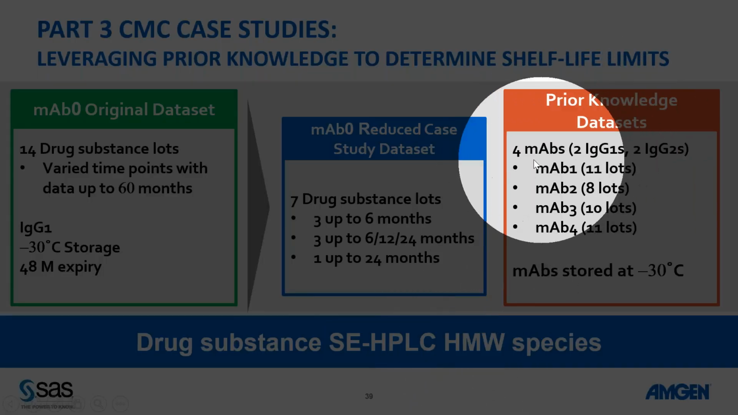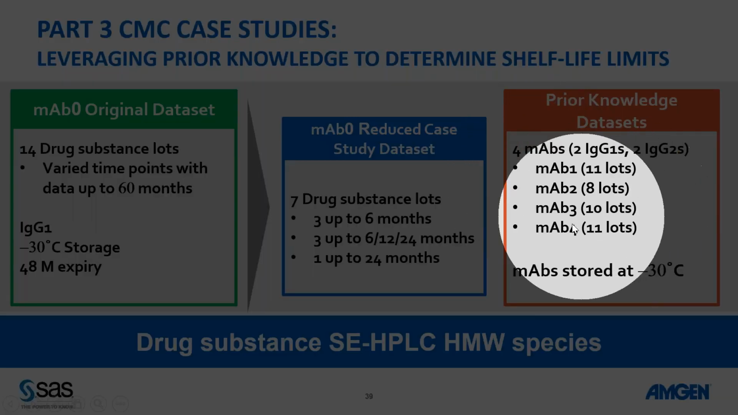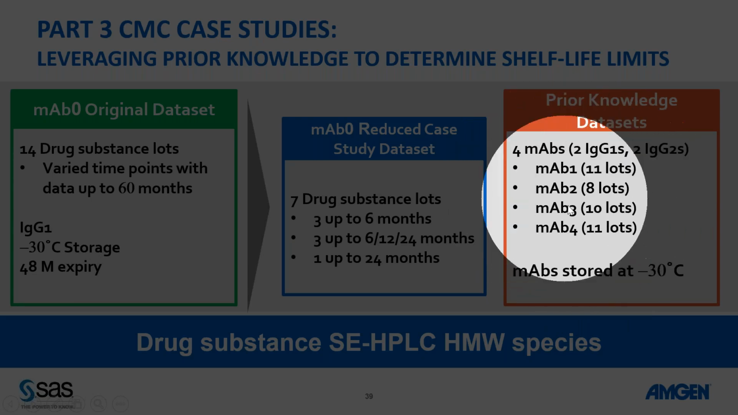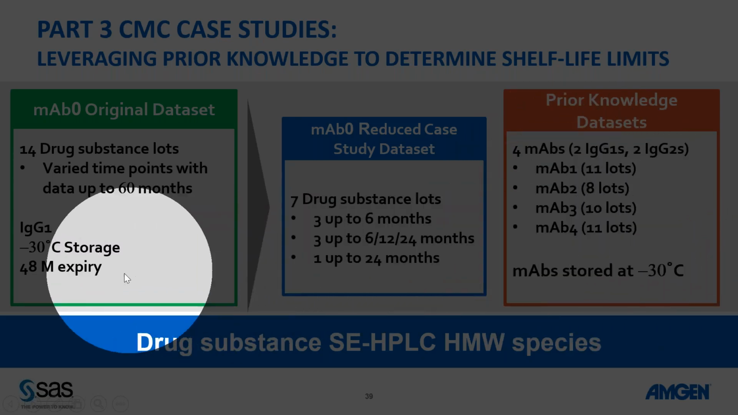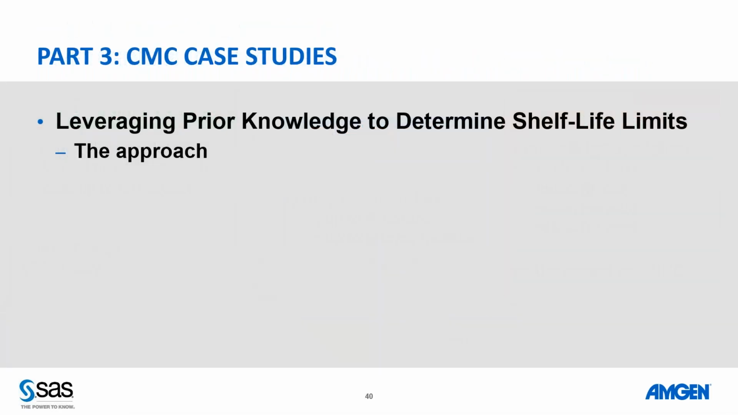And now the data sets: we have 4 monoclonal antibodies, same family. 2 of them are IgG1s and 2 of them are IgG2s. 1 lot has 11, the other one has 8, 10, and 11. So we're going to use all that. And they were also stored at the same temperature. So you can see that the molecules share some characteristics. So how do we do this?